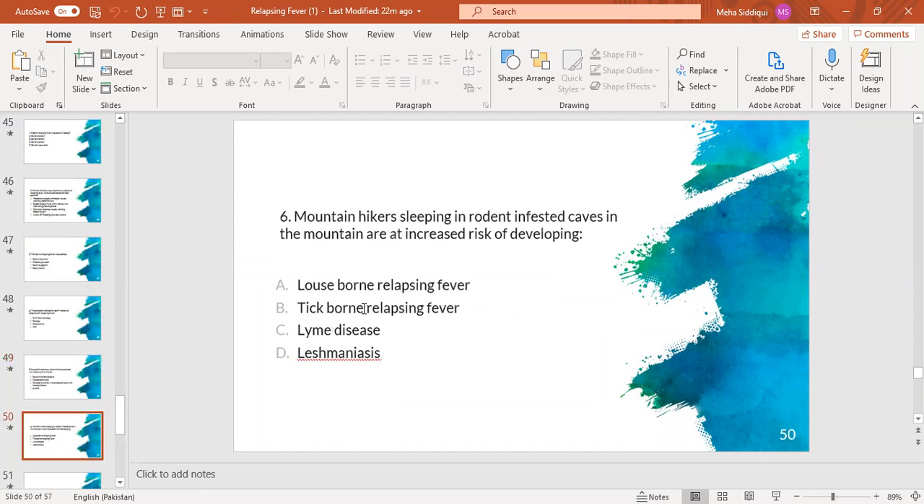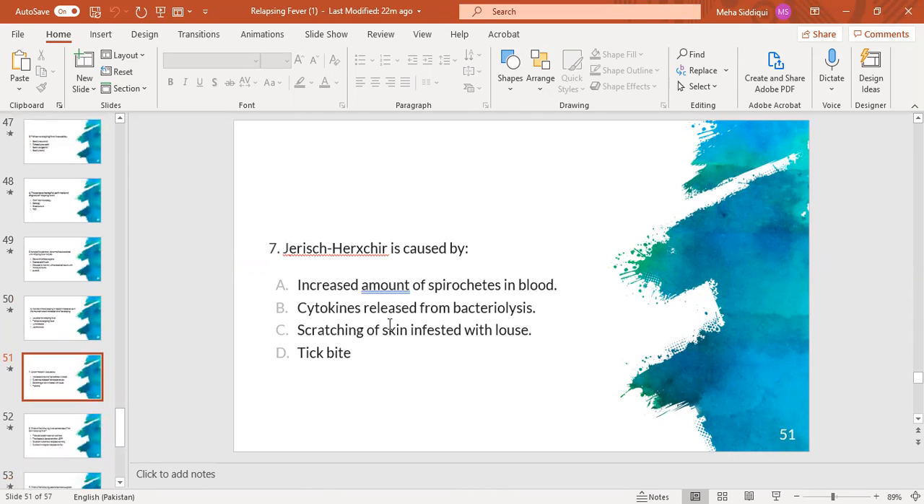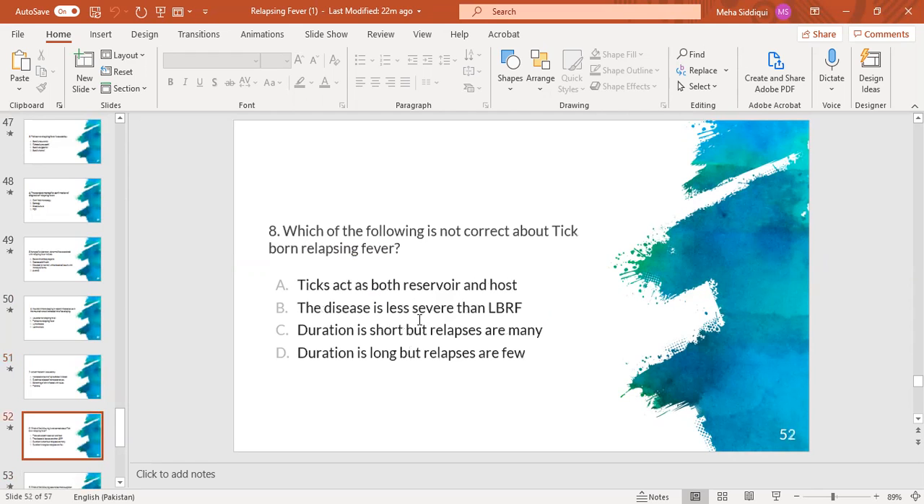Other are wrong options. Mountain hikers sleeping in rodent-infested caves in the mountain are at increased risk of developing louse-borne relapsing fever or tick-borne relapsing fever. Yes, B, right. Jarisch-Herxheimer reaction is caused by increased amount of spirochetes in blood or cytokines. Yes, the correct answer is cytokines released from bacteriolysis. This reaction is caused due to this. B is the correct answer.